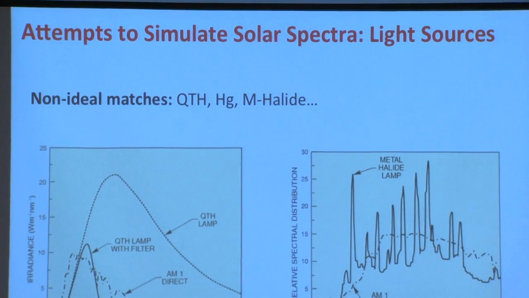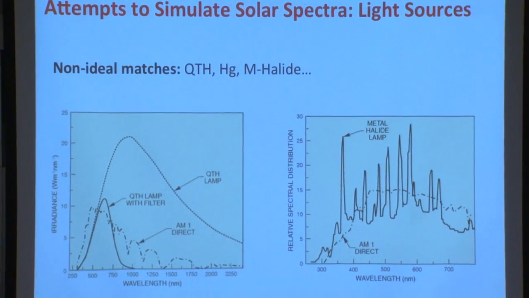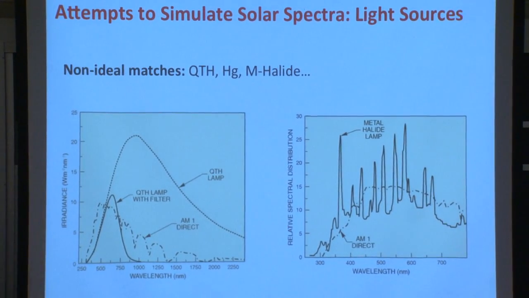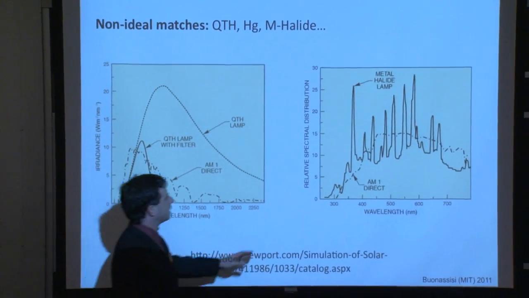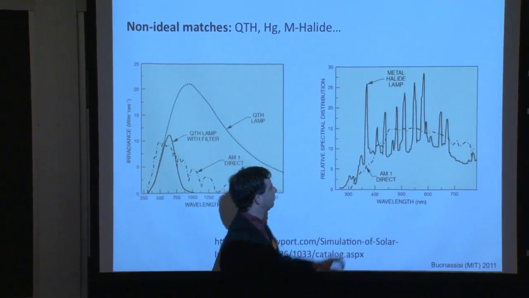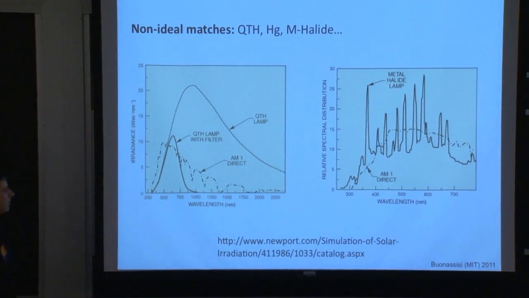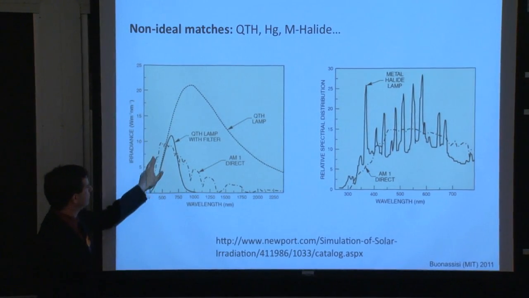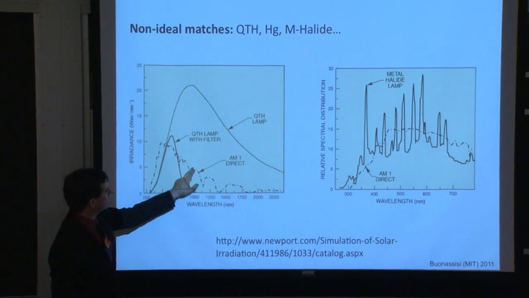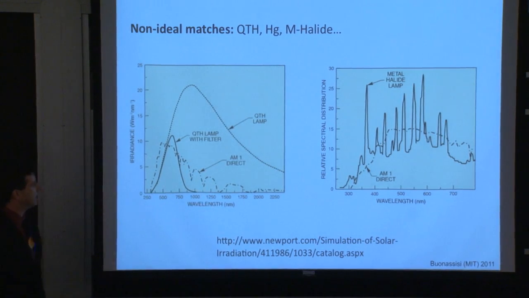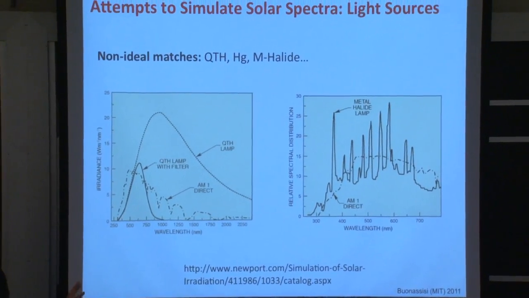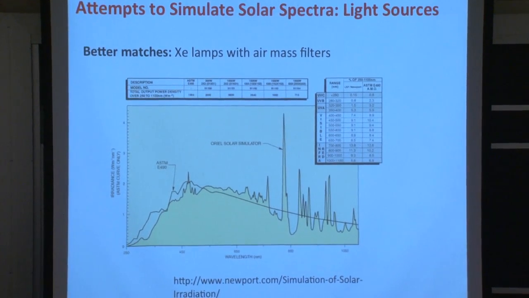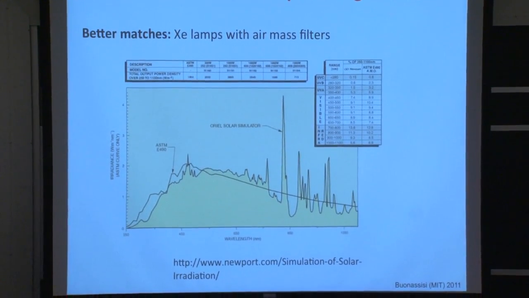So we have non-ideal matches, several examples of light sources that don't quite get it right, or have several spikes in the output spectrum. So in all cases here, the AM1 direct spectrum is shown in this dash dot line, and different light sources are shown in either solid or dashed lines. So not great. And then finally, we reach our xenon arc lamp with air mass filters.